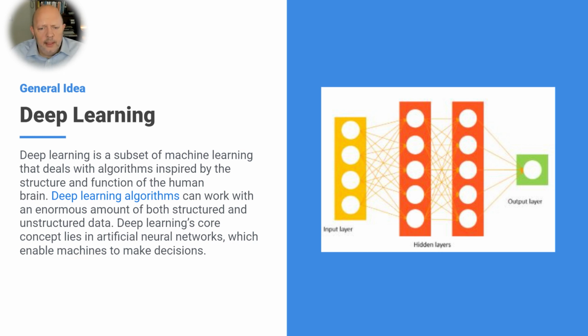So deep learning is a subset of machine learning that deals with algorithms inspired by the structure and function of a human brain. Deep learning algorithms can work with an enormous amount of both structured and unstructured data. Deep learning's core concept lies in artificial neural networks, which enable machine learning to make decisions. Now, it's not necessarily that it makes a decision. It makes weighted statistical judgments, just as we do. We are statistical machines. We're pattern recognizing machines.